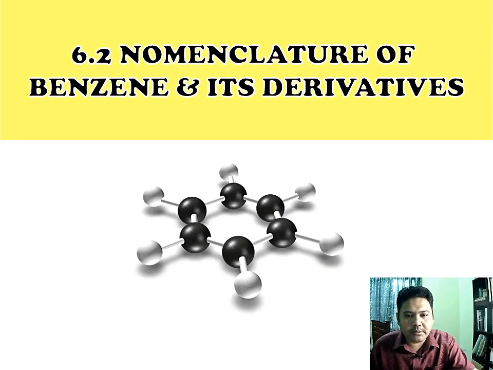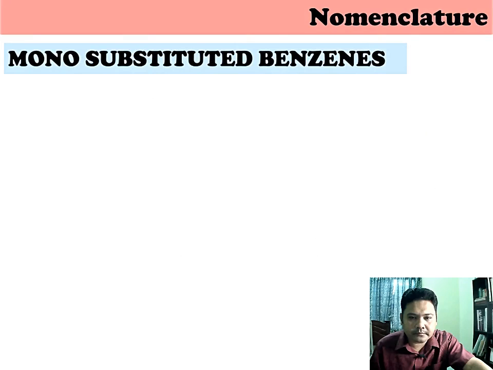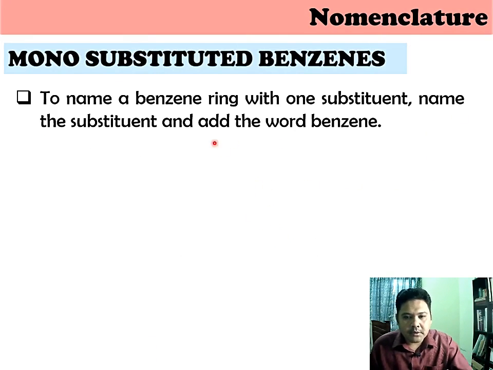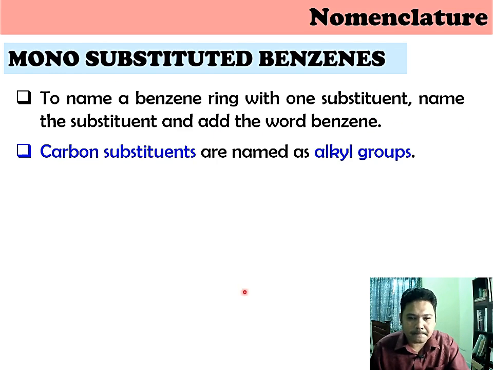Class, today we will discuss 6.2, the nomenclature of benzene and its derivatives. The first one is mono-substituted benzene. Mono means one, so the benzene exists with one substituent group. To name benzene with one substituent, name the substituent and add the word benzene. We will see the example after this.